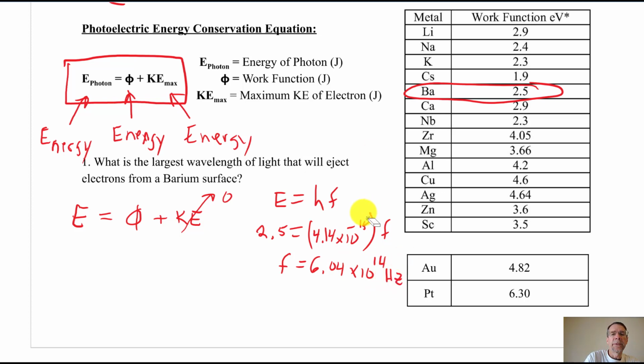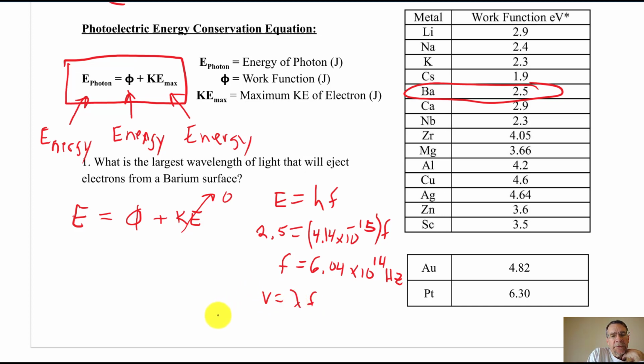I'll fix this up here. This was supposed to be 10 to the negative 15th. There we go. So that's the minimum frequency, but the minimum frequency is the minimum energy, 2.5 electron volts, but that matches the largest wavelengths. But we got to get the wavelength. Well, to get the wavelength, we have to do v equals lambda f. So I'll just do that, v equals lambda f for those photons.